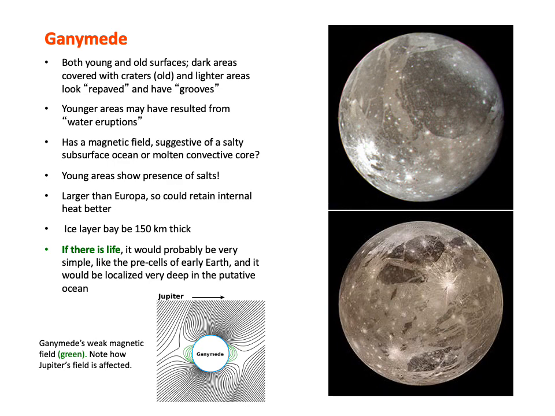And as we've learned about these kinds of grooves, these are typical of fault line fractures through which, if repaving happens, you probably have a fluid coming up through them. So these may have been due to water eruptions. Ganymede has its own internal magnetic field.